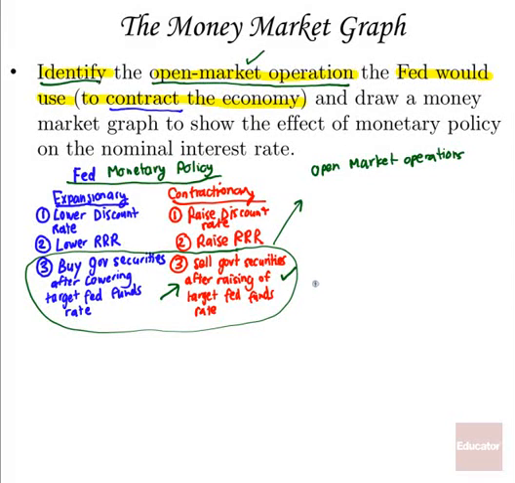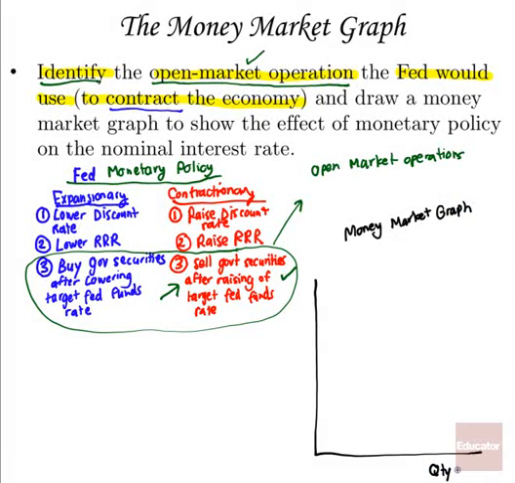Now, how does that look in terms of the money market graph here? So here's the money market graph. Okay, so here's the quantity of money on the x-axis, and then here's the nominal interest rate, and let's label this nominal interest rate as R. And when you draw the demand for money, here's the money demand. It's going to be a downward sloping graph here.